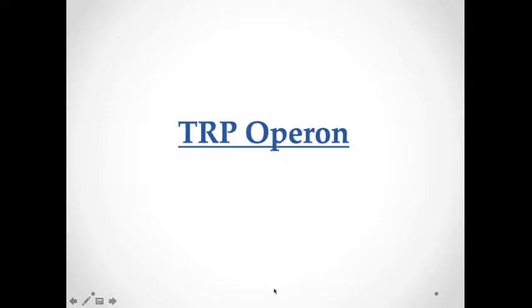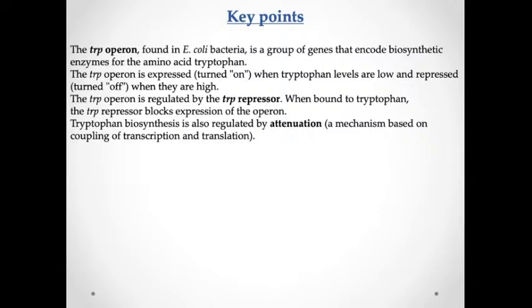Now comes your second type of operon. It's not included in your syllabus, but we're still doing it. It's quite interesting to go through this also. So the trp operon found in E. coli bacteria is a group of genes that encode biosynthetic enzymes for the amino acid tryptophan. The trp operon is expressed when tryptophan levels are low, and repressed when they are high.